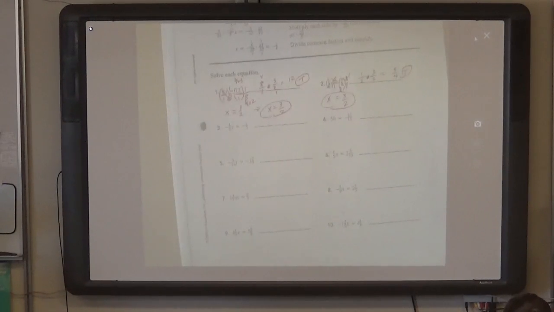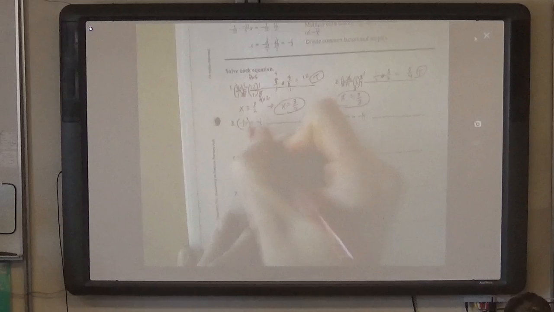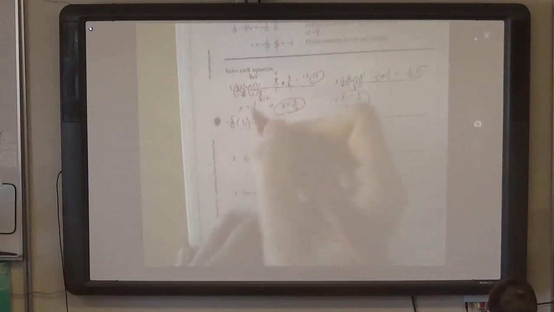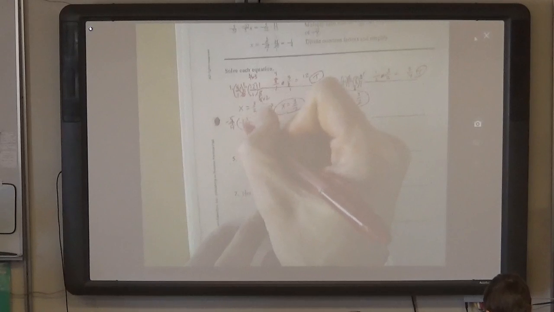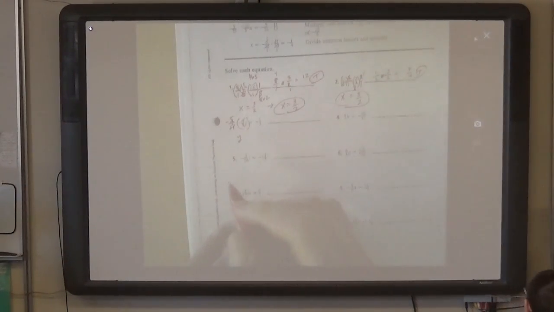So for a negative, would you still switch it? Yes, yep. Number 3, you're starting with a negative, so you have to multiply with a negative. Negative 5 over 4. The reciprocal of negative 4 over 5 is negative 5 over 4. Cross out the 5s and the 4s, and you're left with y. Positive y, because negative times negative is positive.